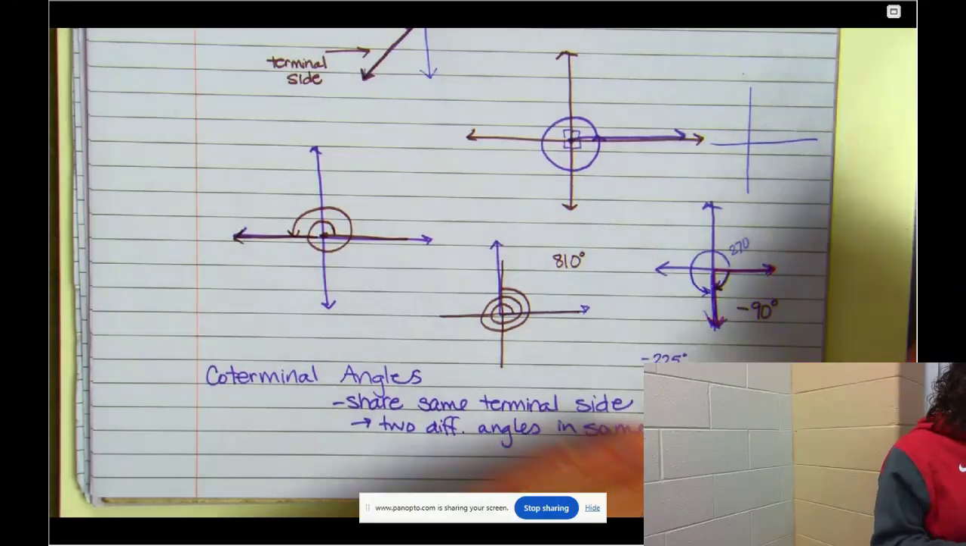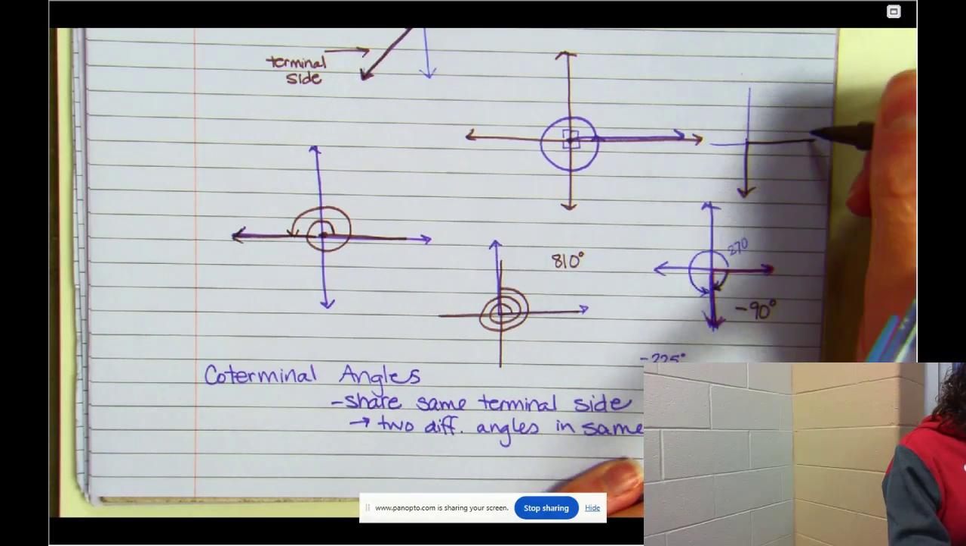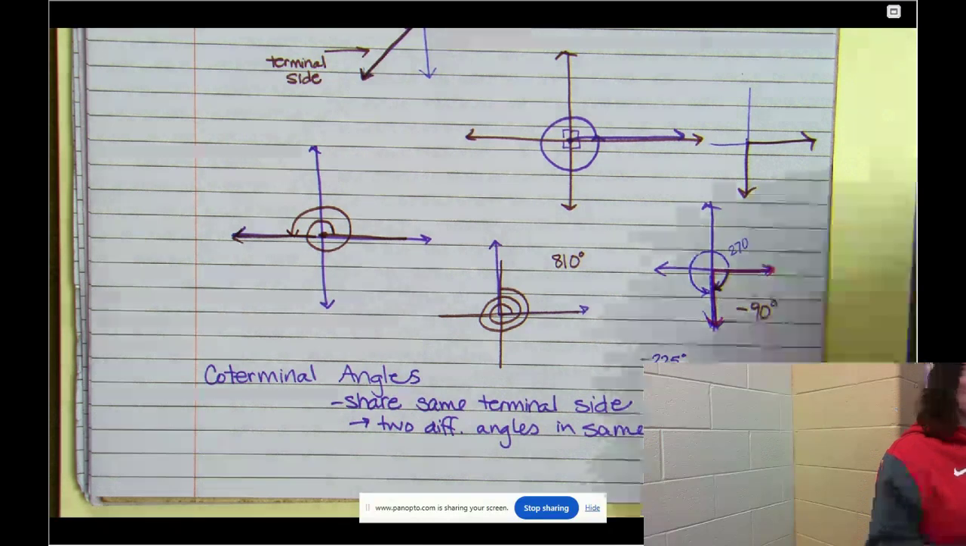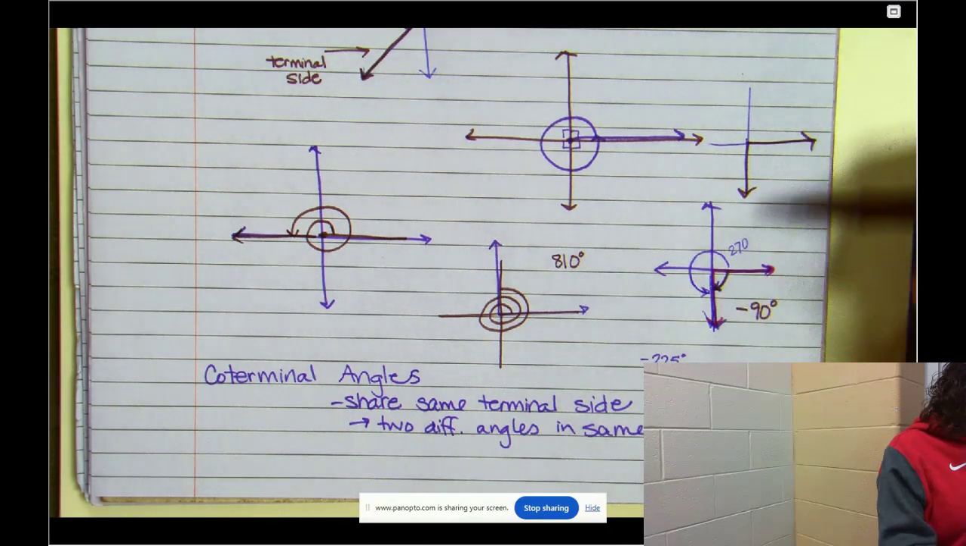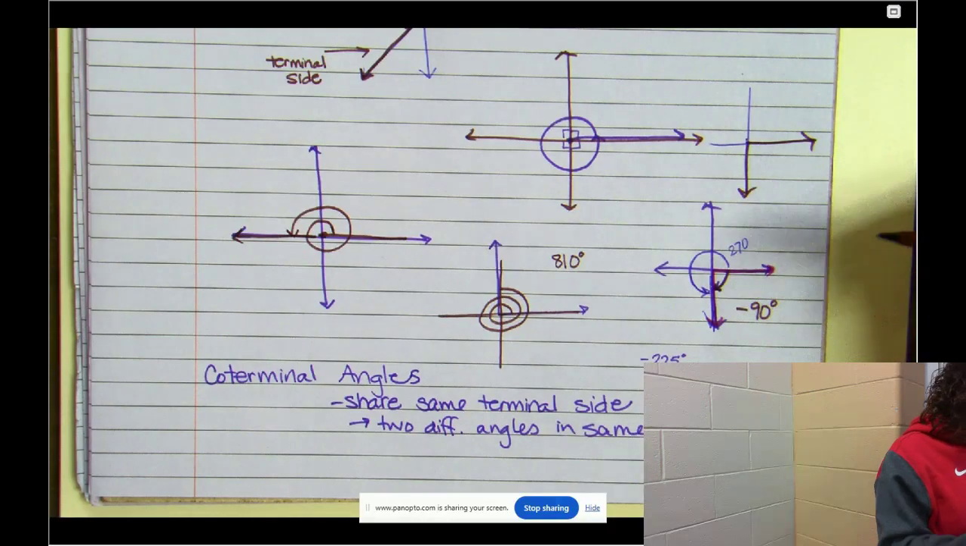If I just gave you this angle here without the arrow, it could be either of those, right? It could be negative 90, it could be positive 270. Those are called coterminal angles.